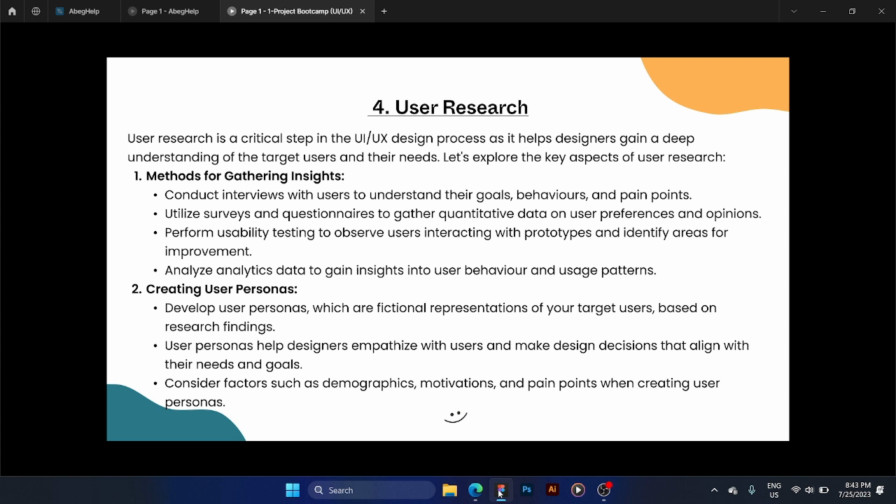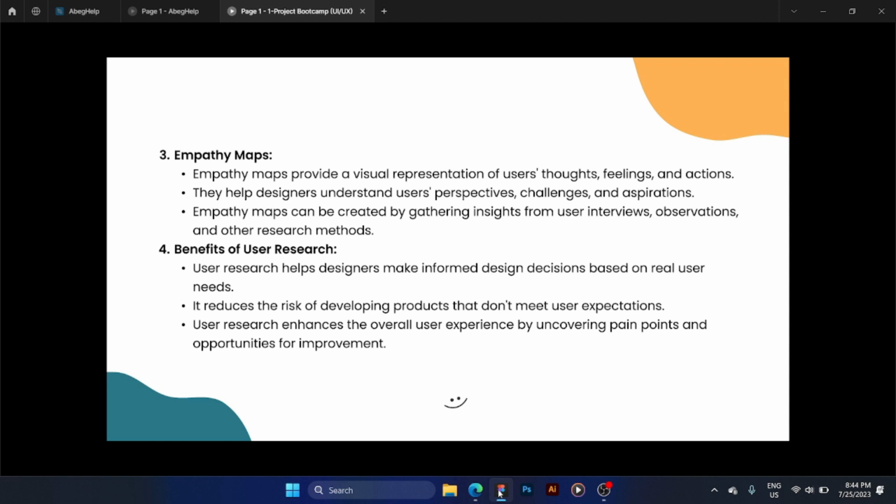So let's look at number three. Number three is the empathy map. Empathy maps provide a visual representation of users' thoughts, feelings, and actions. It helps us to know the users' thoughts, how they feel, what they think about our products, and where we need to improve.